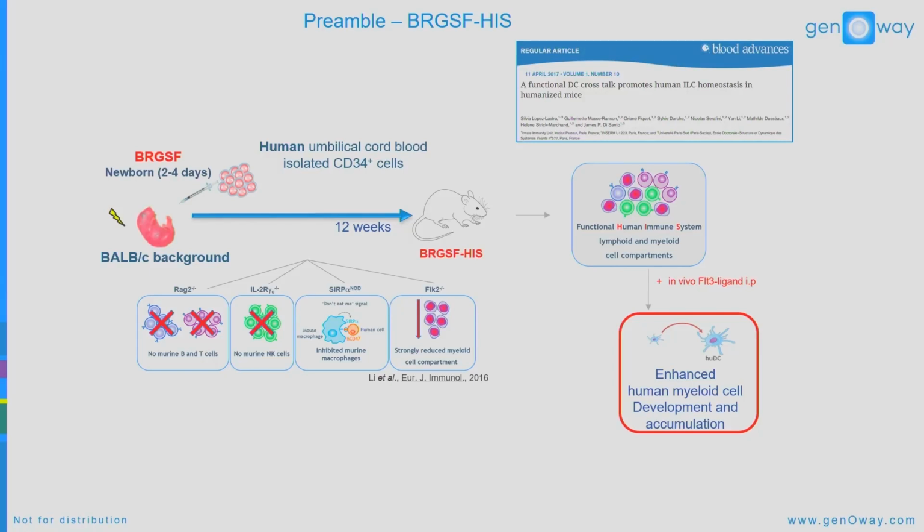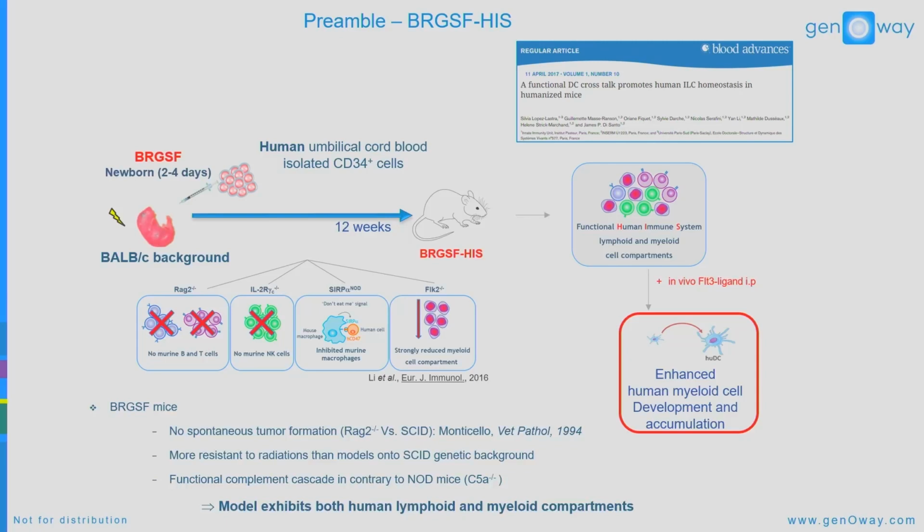So how does this system differ from the existing models? First, we are not on a SCID background. We're on a RAG2 background. Why do I emphasize this? SCID is a mutation in a gene called PRKDC. PRKDC is involved in DNA repair mechanisms, so those animals develop spontaneous lymphoma as they age. We are on a RAG2 mutation, so we don't have that drawback.